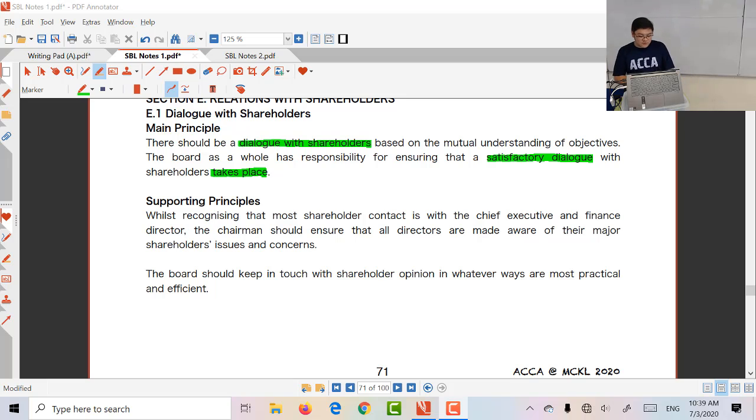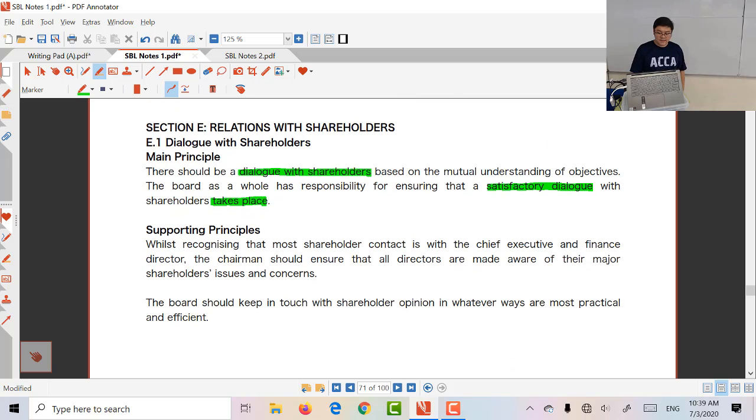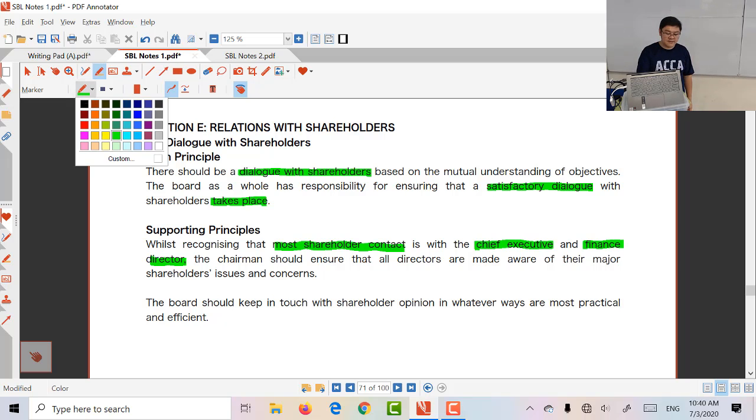Alright, let's just come back to our governance again. Okay, we're talking about having dialogues with shareholders, right? And the principle says that we are supposed to have a satisfactory dialogue. Now, the supporting principle goes on and tells us about who are the persons usually involved in the dialogue. Now, they say that the most shareholder contact is usually the chief exec and the finance director. Okay, that's usually the main people that shareholders are very concerned with.